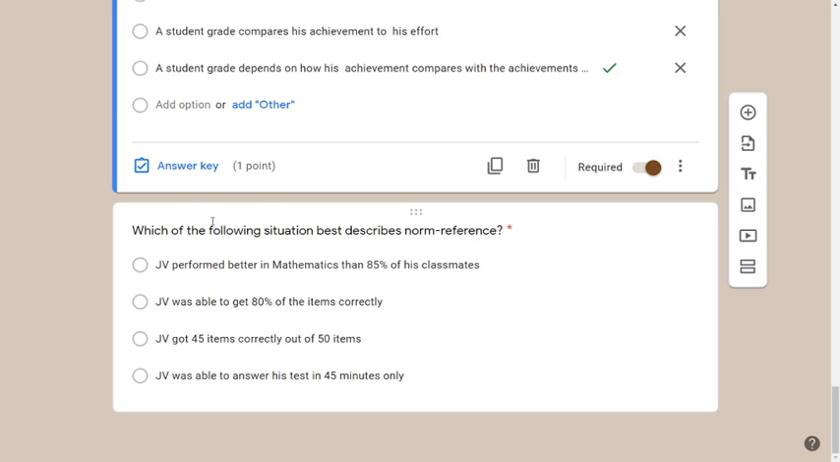So let's see which one will fit the norm reference. A, JV performed better in mathematics than 85% of his classmates. Okay, classmates. I would say A automatically, but let's check the other options. B, JV was able to get 80% of the items correctly. Something's missing. C, JV got 45 items correctly out of 50 items. So the score is compared to a standard, no. D, JV was able to answer his test in 45 minutes only. So you're describing the speed, so it's not really a norm reference. I would still stick with A. Hopefully I'm correct. Let's see.